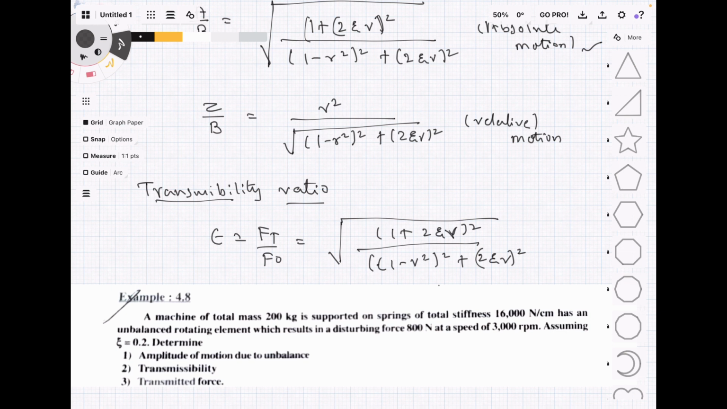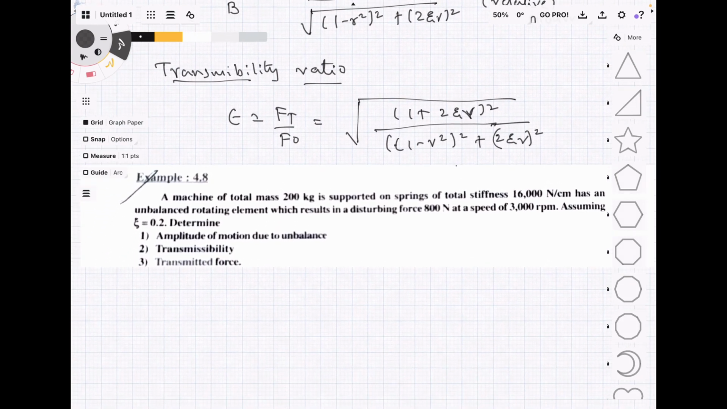divided by (1 minus r square) the whole square plus (2 zeta r) the whole square. So this is the formula which we will be using. These are the 3 to 4 formulas which you need to remember. The one thing is the denominator always remains the same, only the numerator part will go on changing depending upon the condition. So we'll be seeing the first problem here.